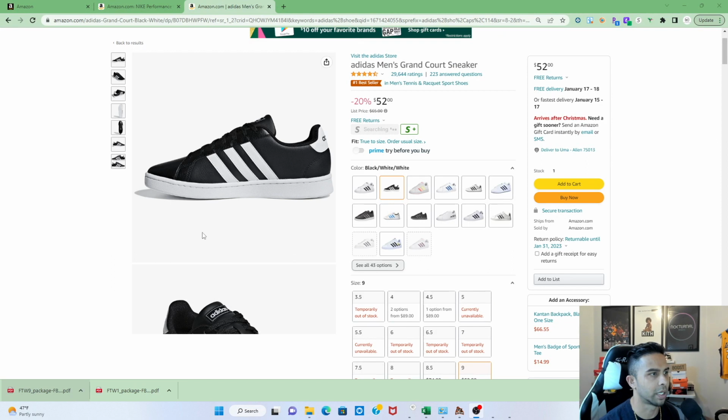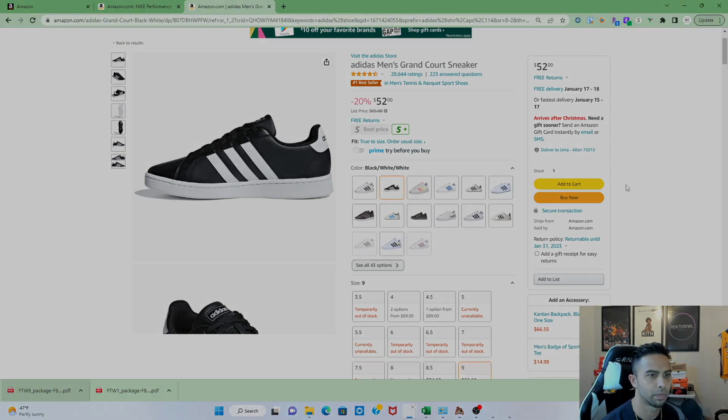Okay, so I'm on this random Adidas shoe listing. And if you look here, the buy box is present at $52, shipped from Amazon, sold by Amazon. The buy box is in fact with Amazon, as Amazon is selling this shoe on this listing.